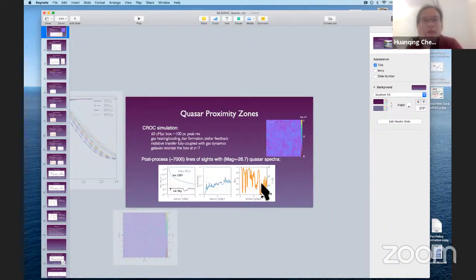And in fact, the position of the helium front will also impact the density PDF, which is potentially useful, because using the PDF, we can constrain the quasar age.